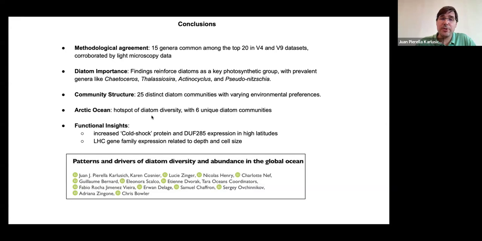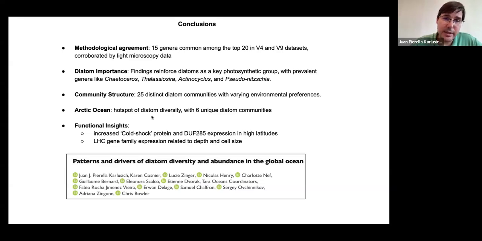We were also able to define 25 distinct diatom communities that show different marine environmental preferences. In this analysis, we obtained 6 communities that were unique to the Arctic Ocean, which illustrates this region as a hotspot of diatom abundance and diversity, and also the fact that we find many of the most abundant diatom genera to be prevalent in the Arctic.